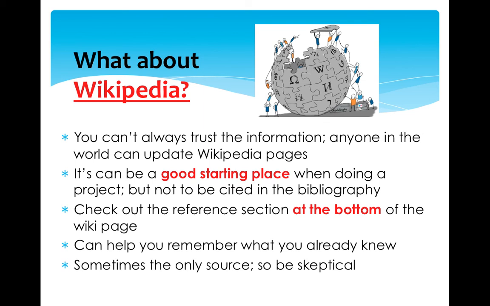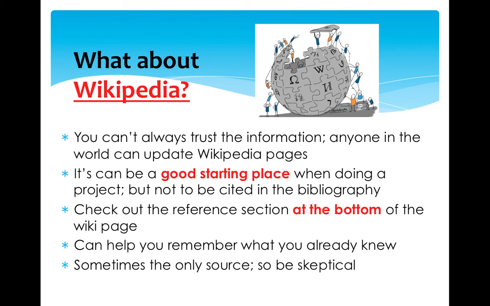But it can be a good starting place. When you're doing a project or research and you want to find sources, you can go to Wikipedia as a starting place. It can lead you. If you look at the bottom of the Wikipedia page, there's going to be a reference section. And this is where people put their sources. They say this in their Wikipedia page, and then they reference where they found it. So the sources are the good places to start.